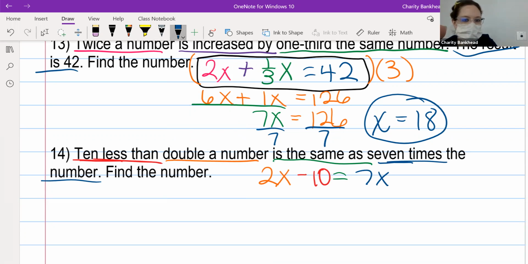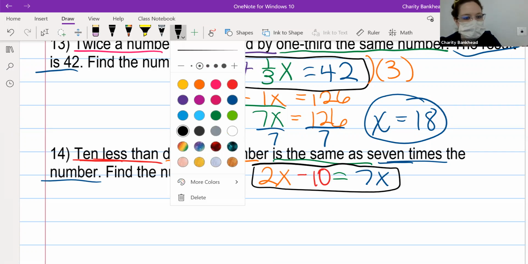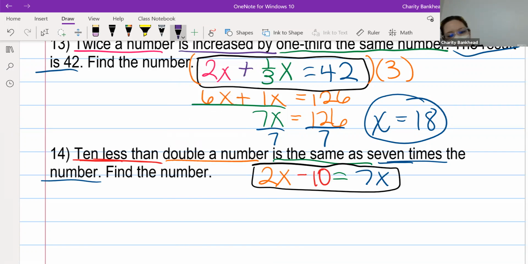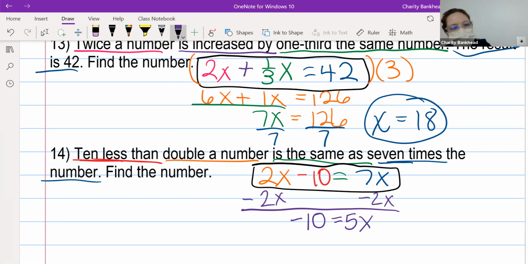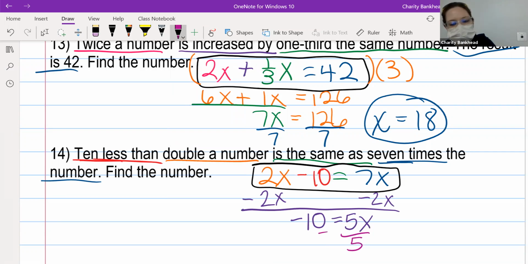All right, so that's our equation, 2x minus 10 equals 7x, and then we need to solve it by getting all the x's on one side. So to do that, I would subtract 2x from both sides. And that would make it negative 10 equals 5x. And then we could divide both sides by 5, which would make it negative 2 equals x.